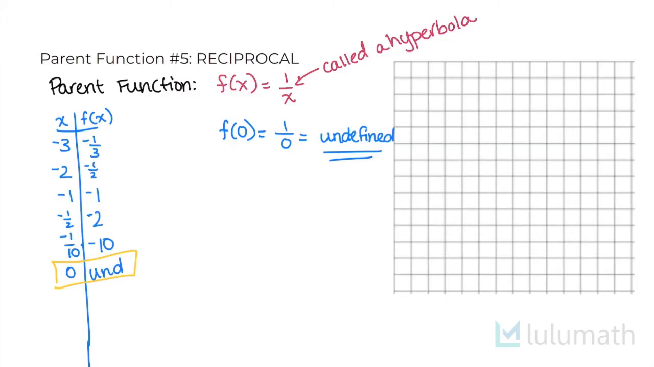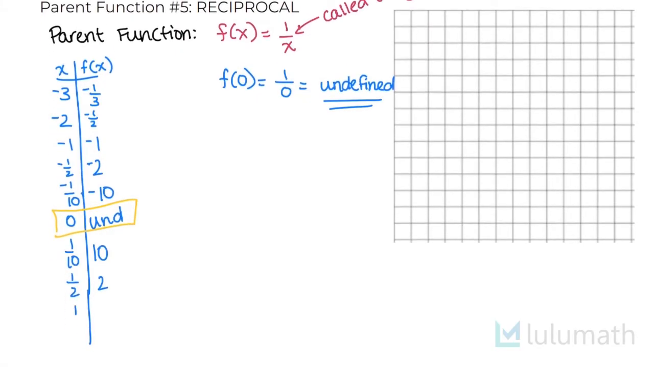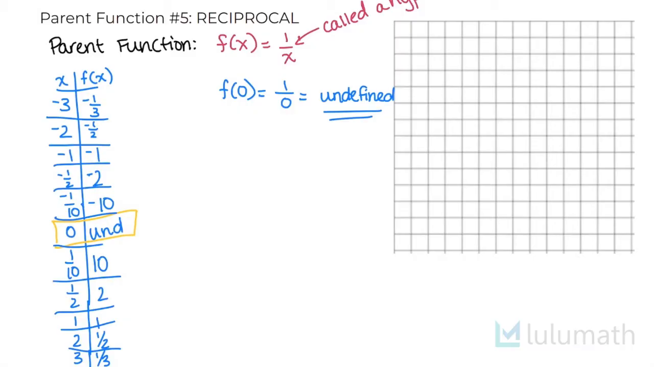For our positive values, I'm going to use these same values here, but positives. So I'll use 1/10, which means that our output would be 10. I'll use 1/2, giving us an output of 2. I'll use 1, giving us an output of 1. 2 gives us an output of 1/2. And 3 gives us an output of 1/3. And I'll go ahead and separate my table of values here so we can see a little bit more clearly what corresponds with what. Let's go ahead and set up our graph.